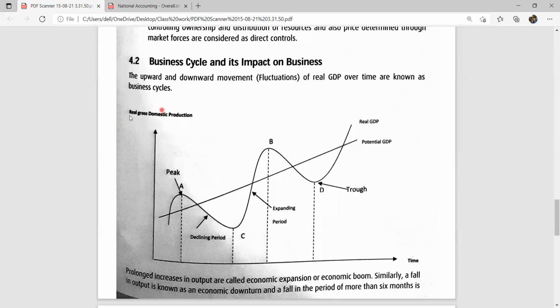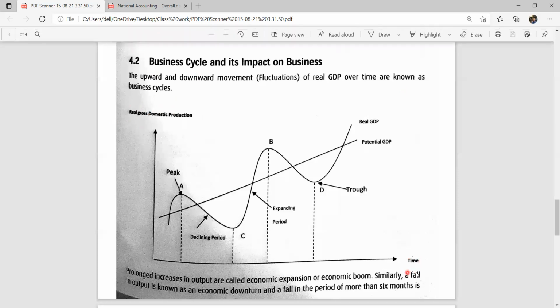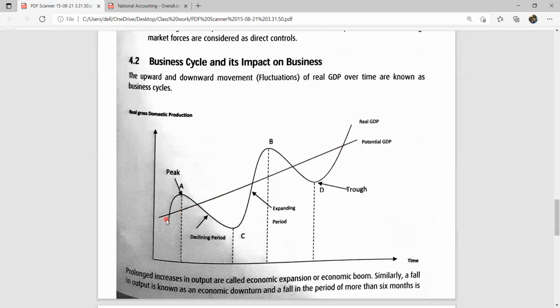So, vertical axis, GDP, means total production. Horizontal axis, time. We expect this kind of progress. It is called potential growth or potential GDP. Actually, a country doesn't receive such a growth.